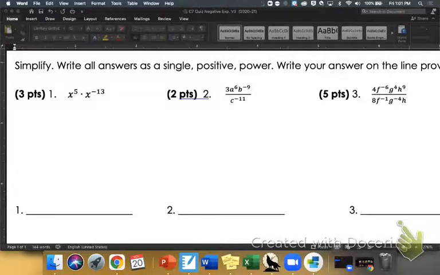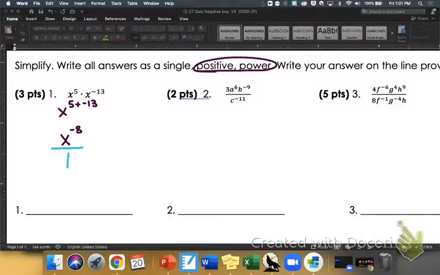If we look at number 1, we have multiplication happening, which means the rule is to add our exponents. So we end up adding 5 and negative 13, which gives us x to the negative 8th power. Now, because we have to only have positive exponents in our final answer, we need to move this to the other side of the fraction.